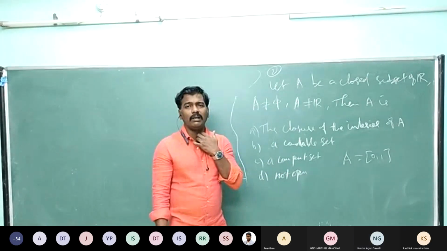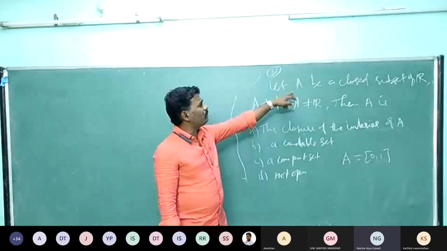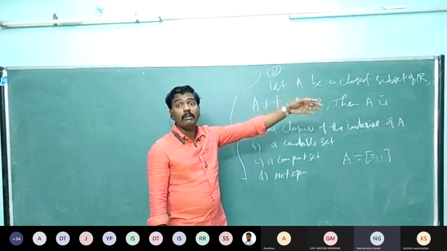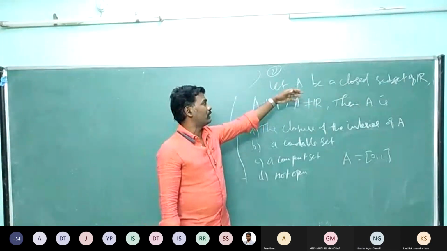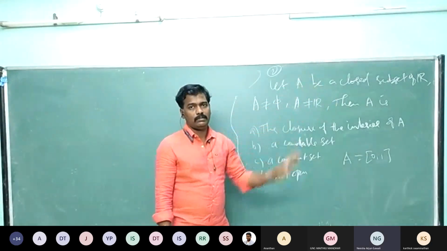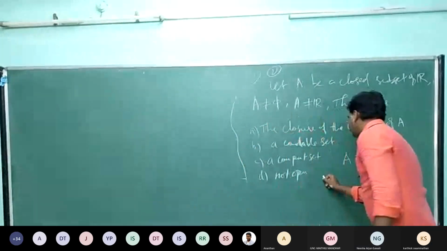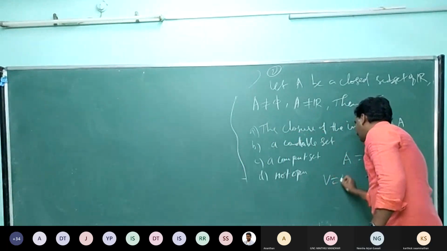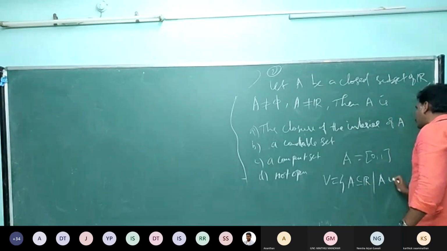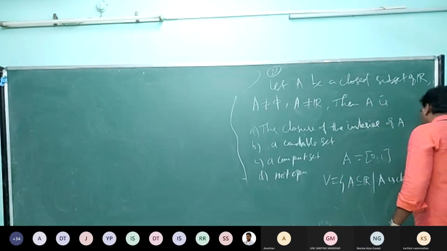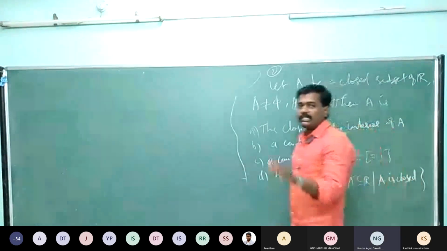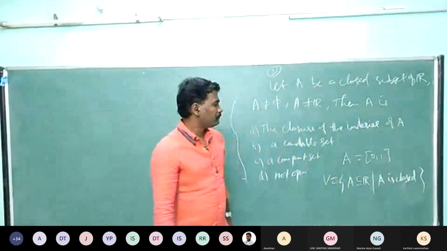Can I give an example? First, you know what is the meaning of "let"? Let is arbitrary. They said let A be a closed set. We don't know which closed set. Yes, sir. I will write this problem in set notation: the set of all A, a subset of R, such that A is closed with respect to the usual topology. Here nothing more is mentioned. A is closed, so you are collecting all those closed sets in R with respect to the usual metric.